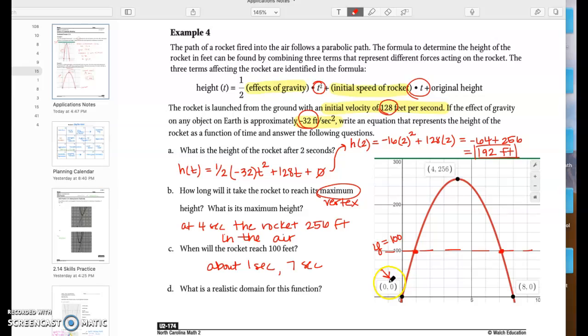What is a realistic domain for this function? So realistic means what numbers can I actually use if I'm talking about time and height? We only use positive numbers for time and height. So I would only be in the first quadrant. And the two places where I would leave the first quadrant would be at the x-intercepts. So I can only look at the graph that is in between 0 and 8. Because anything else, if I move into the negative numbers, is going to be negative time and negative height, which does not make sense in the context of this scenario.